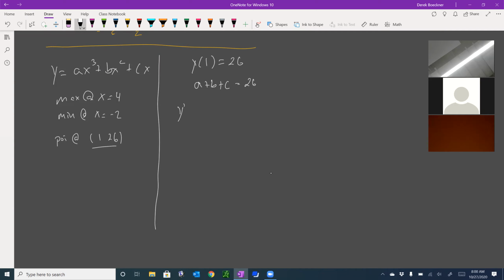Okay, we get that y prime equals 3a x squared plus 2b x plus c. Okay, and we get that y double prime equals 6a x plus 2b, right?